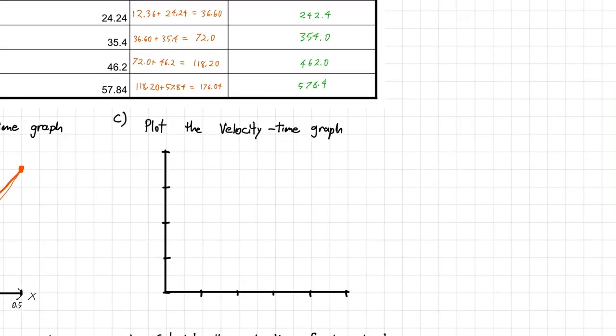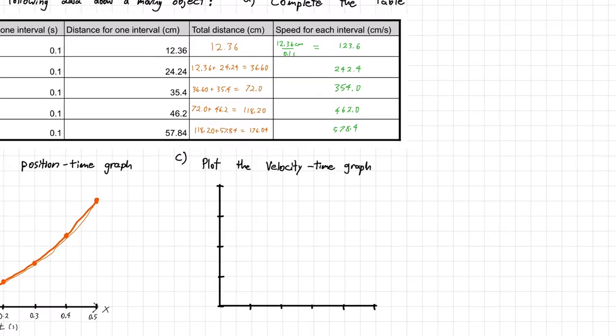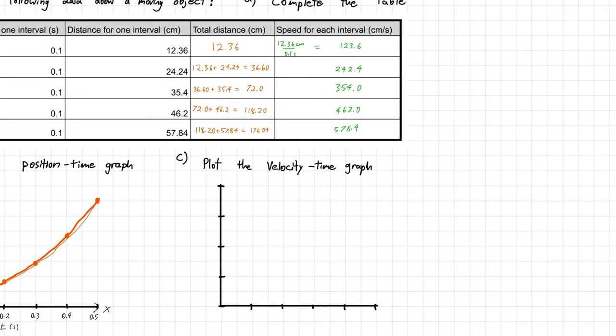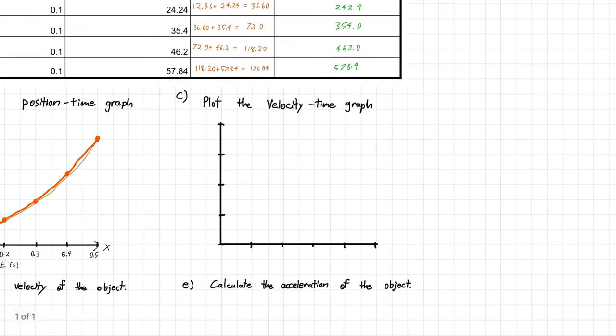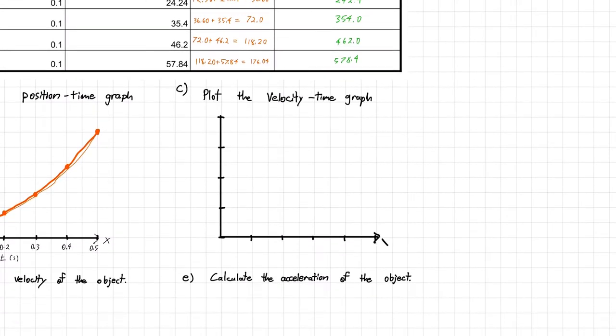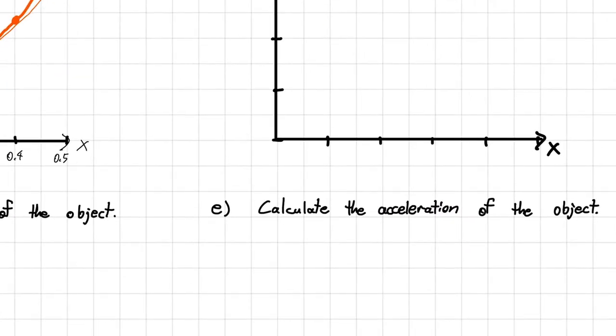Moving on to part C, we want the velocity time graph. So for this one, we're going to be looking at the speed. Speed is another word for velocity. Same thing with the x-axis and the y-axis. X will almost always be time.